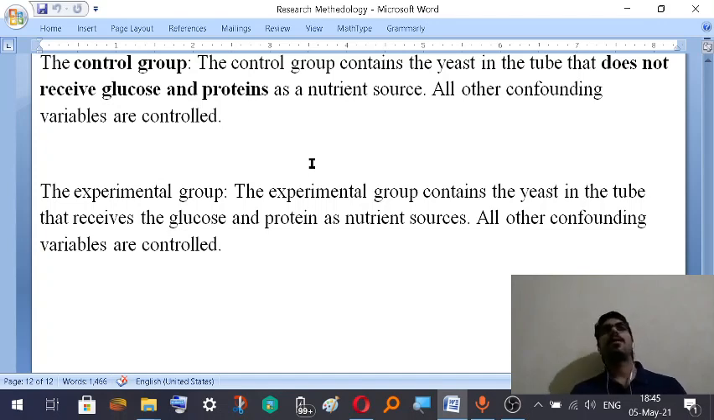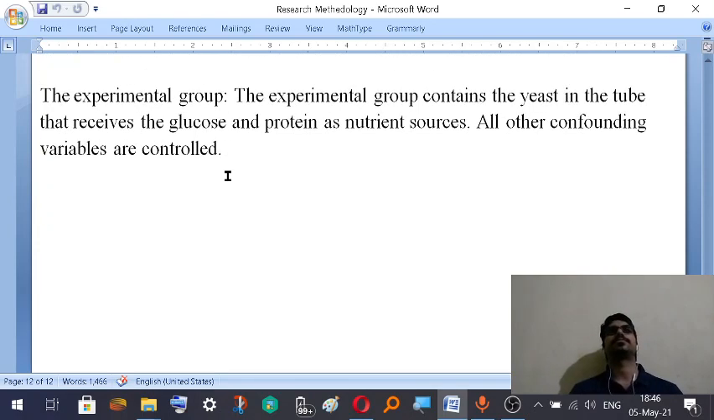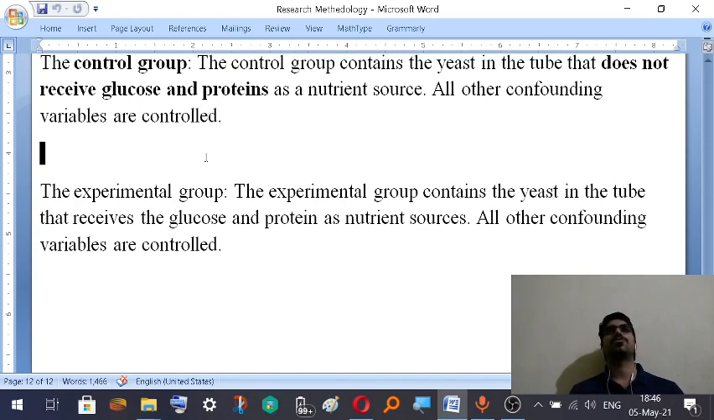So similarly, our experimental group will be the tube containing yeast which has received the treatment, that is, that has received glucose and protein as a nutrient source. And here also we have to make sure that all the confounding variables are controlled. So we have solved this question completely.